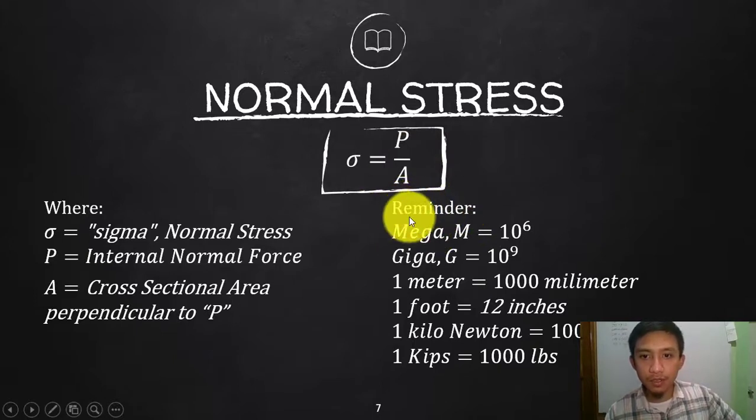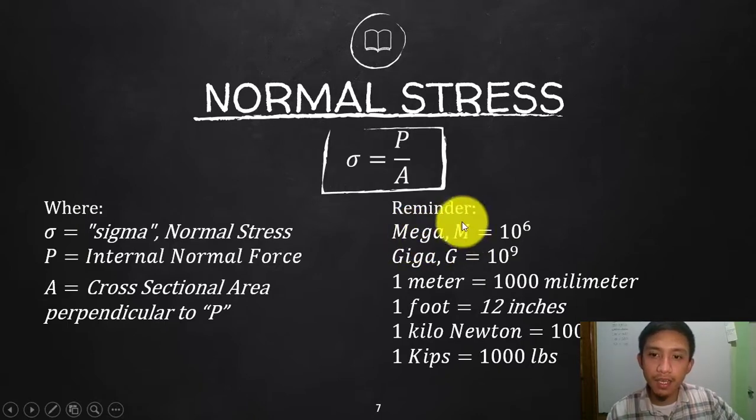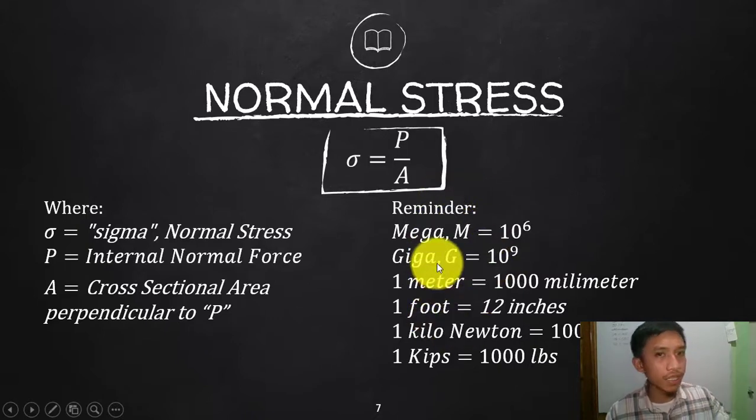So we will try to remind ourselves about the prefixes of our units. If we say mega or M, that means 10 raised to 6. Before this, we have 10 raised to 3, that is kilo, which is K. Giga, which is G, is 10 raised to 9, and so on and so forth. There are a lot of those. We also have the negative exponents, the nano, micro, and so on and so forth.